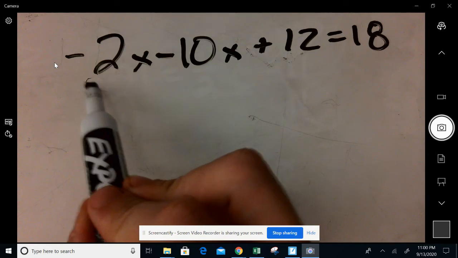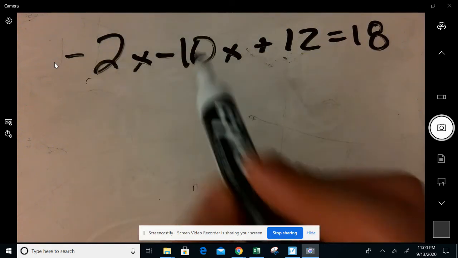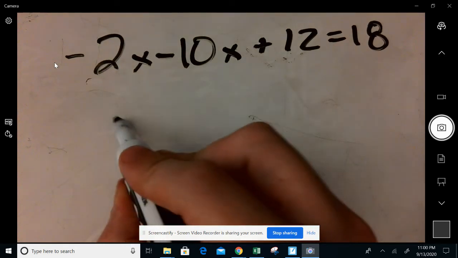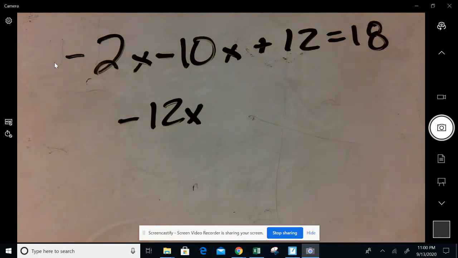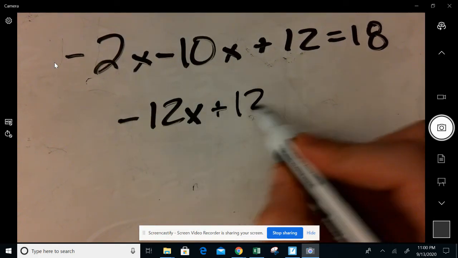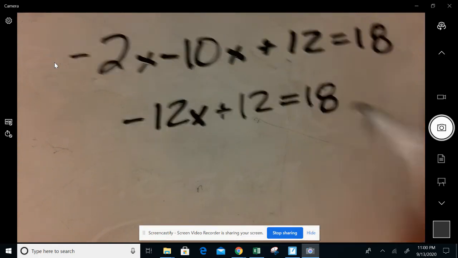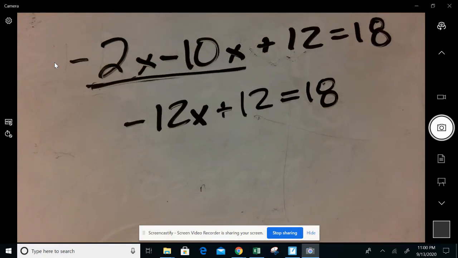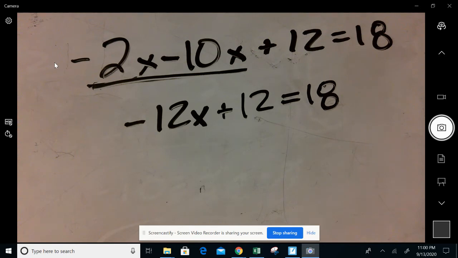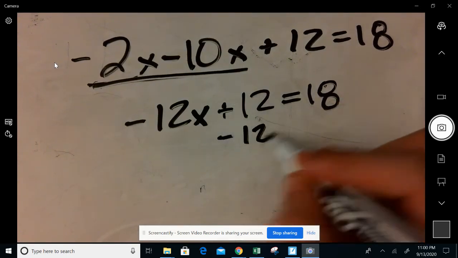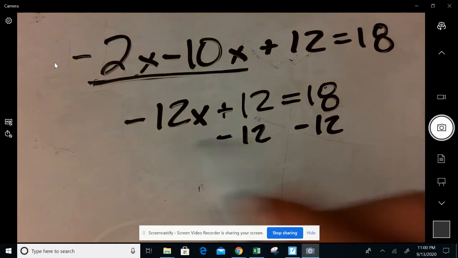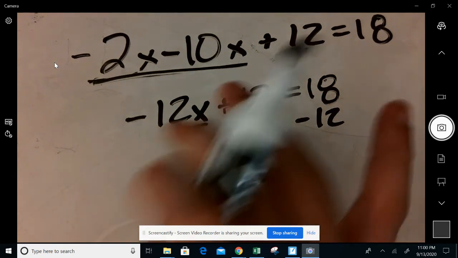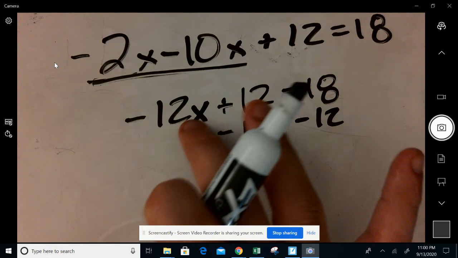So think about it as if we had like 2 bags and 10 bags. How many bags do we have? Well, we have 12. Everything else stays the same. We haven't changed anything about the problem. We just combined like terms. And from there, it's 2 steps, just like from before. So subtract the 12. We need to get the x by itself. So subtract 12 on both sides.